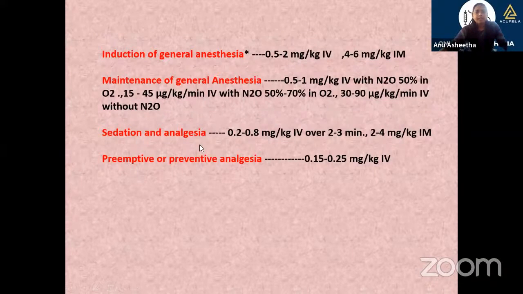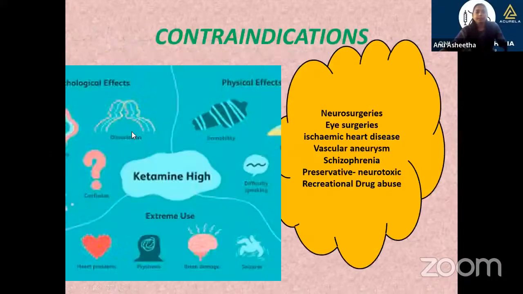Then sedation and analgesia: 0.2 to 0.8 milligram per kg IV over 2 to 3 minutes, and IM is 2 to 4 milligrams per kg, half the dose of induction. Then preemptive or preventive analgesia is 0.15 to 0.25 milligrams per kg IV.